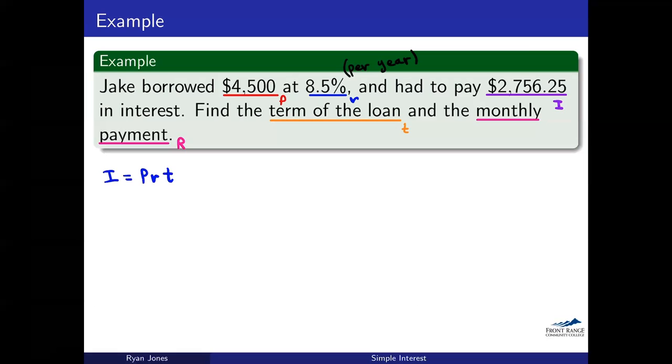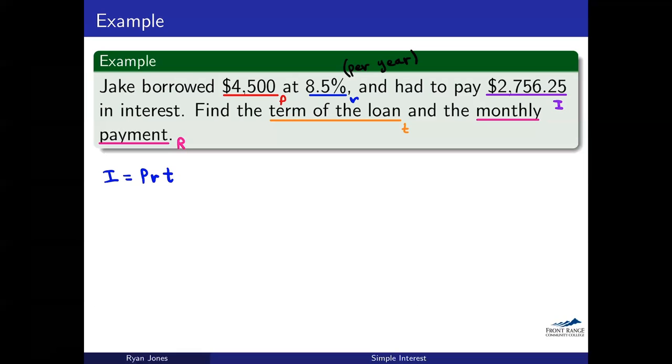And the reason that I'm using this formula is because it has a T in it. And that's what we're trying to find. We're trying to find the term of the loan. We're trying to find how long this loan went on for. And I actually have the interest I, the principal P, and the interest rate, lowercase r.